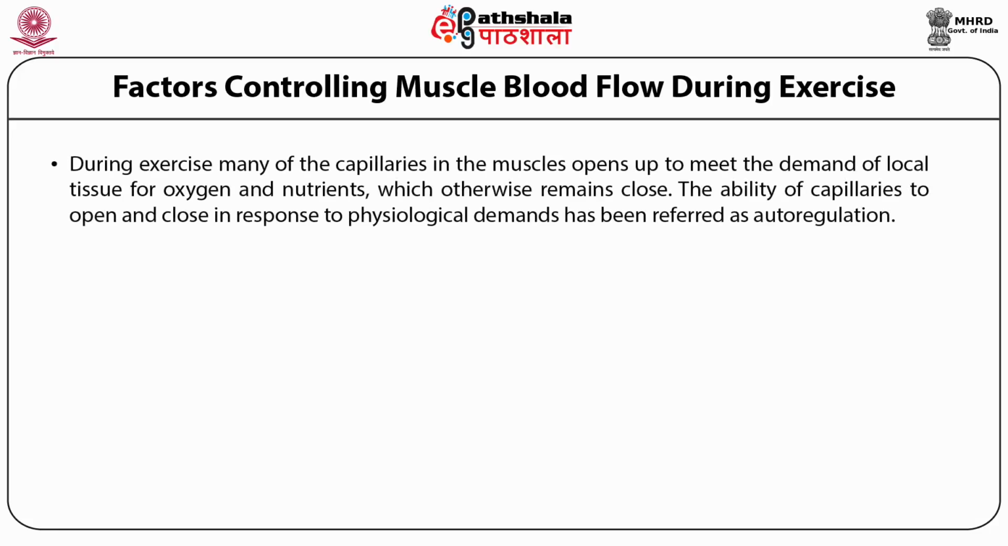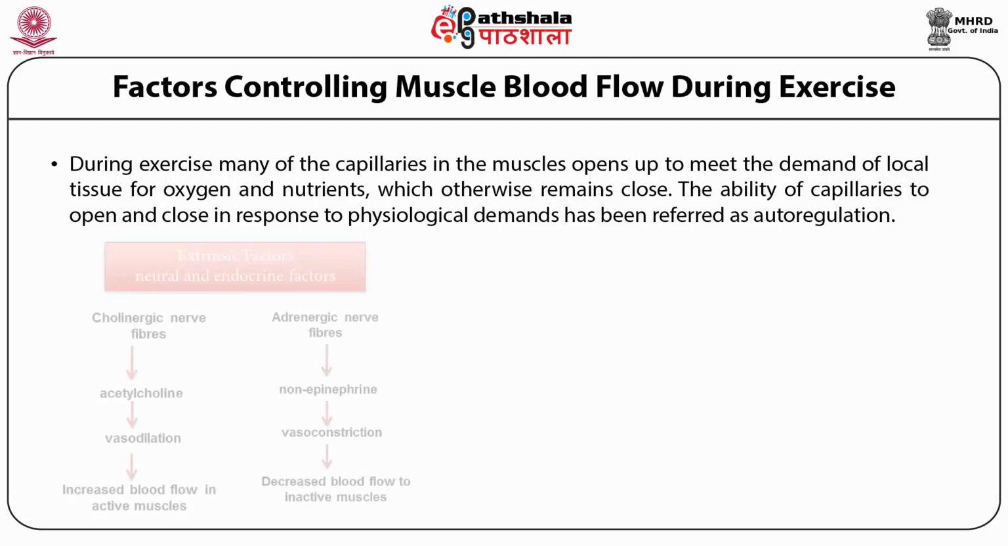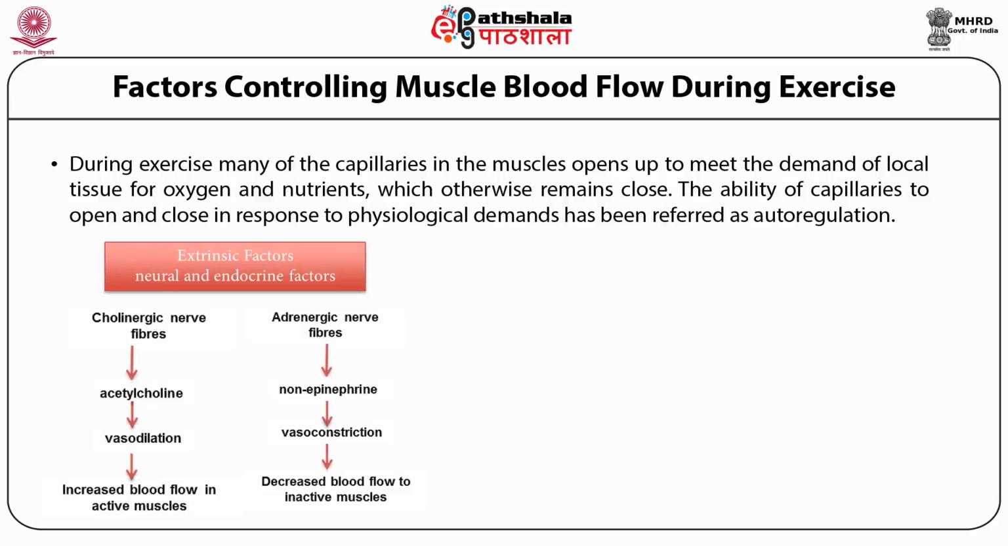During exercise, many of the capillaries in the muscles, which otherwise remain closed, open up to meet the demand of local tissues for oxygen and nutrients. The ability of capillaries to open and close in response to physiological demands is referred to as autoregulation, and it could be extrinsic or intrinsic, as can be seen from this picture. The extrinsic regulation refers to the neural and endocrine factors. Now let's see the extrinsic regulation in detail.